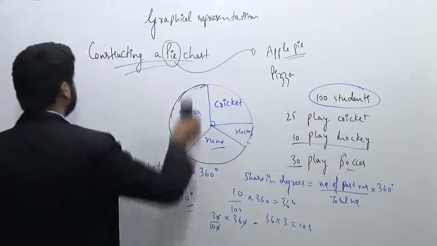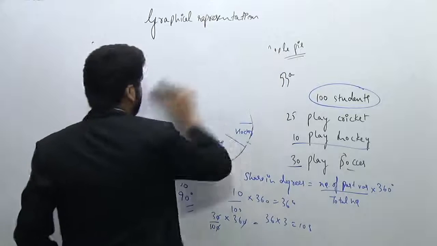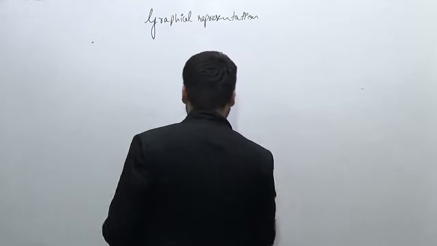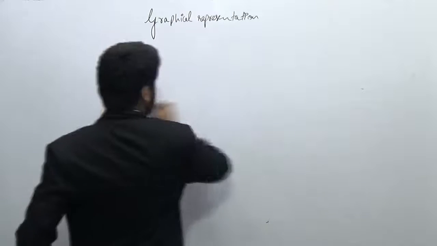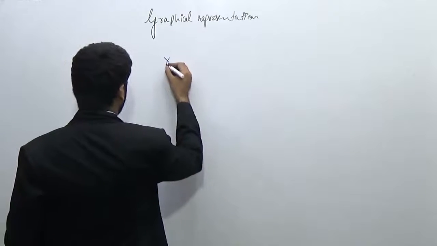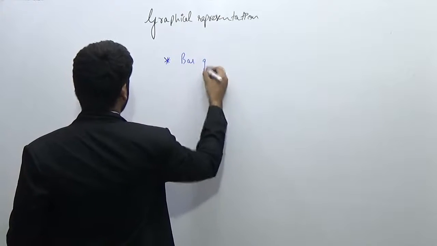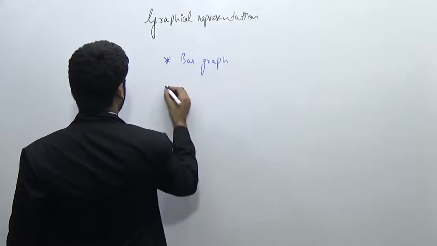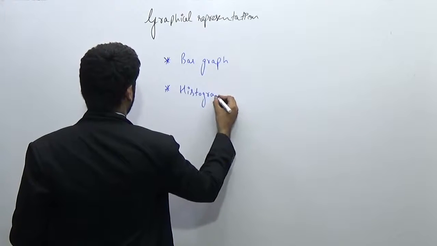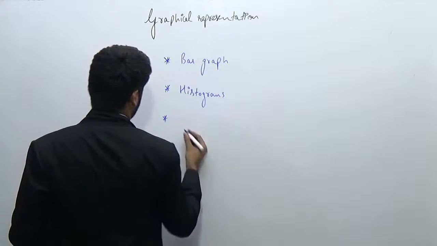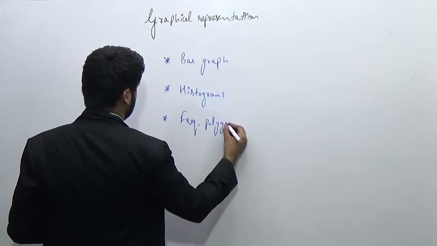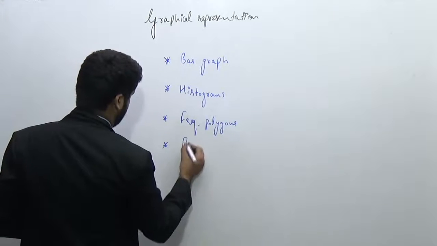So now we have studied all the four forms in which we can plot data. So I will summarize. The first one we discussed was bar graph. Then we discussed histograms. Then we discussed frequency polygons, and then we had a pie chart.